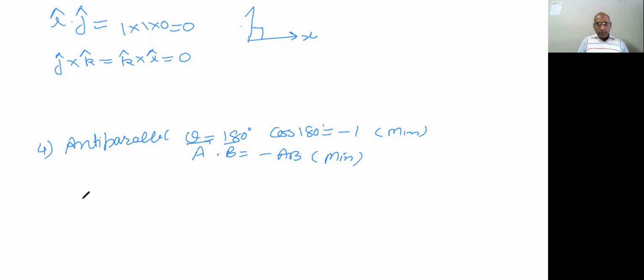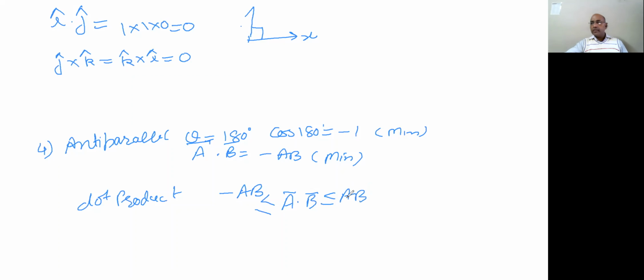So in this way, we can say the magnitude of the dot product lies between... magnitude is itself a scalar quantity, so what will come? It will always be less than or equal to AB. That means the magnitude of the dot product always lies between minus AB and AB.